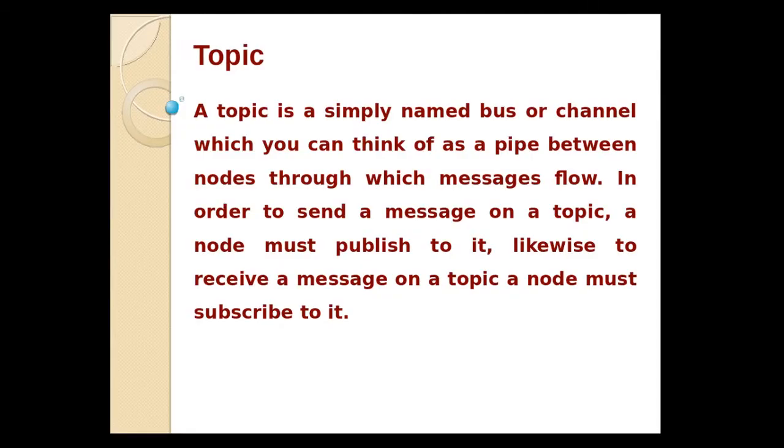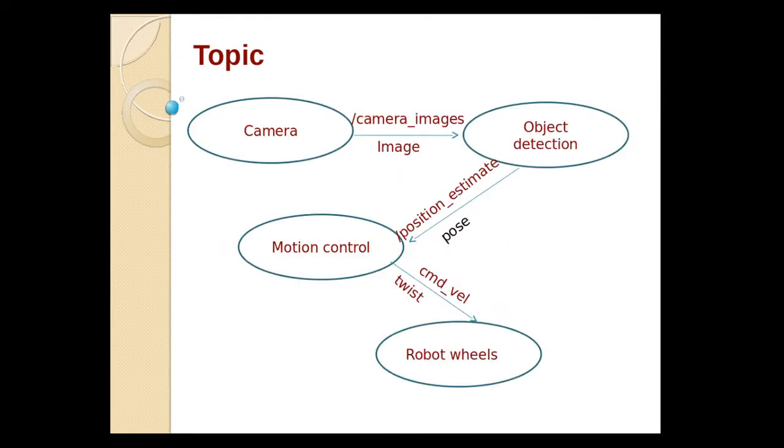However, the nodes need a medium to send messages to one another. In ROS, nodes share data with one another by passing messages over what we call topics. A topic is simply a named bus or channel, which you can think of as a pipe between nodes through which messages flow. In order to send a message on a topic, a node must publish to it. Likewise, to receive a message on a topic, a node must subscribe to it. In this case, as in our previous example, the topic called camera images is transporting image messages from the camera node to the object detection node, while the position estimate topic is transporting pose messages to the motion control node, and so on.